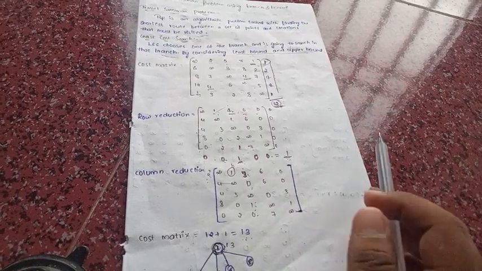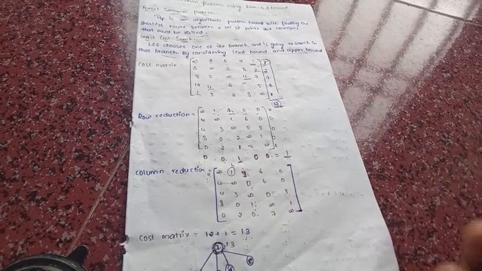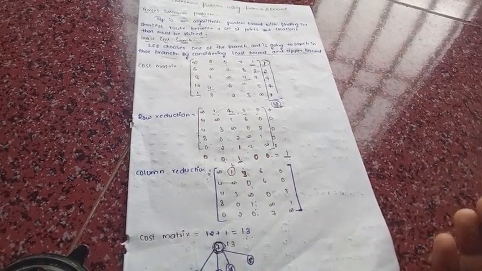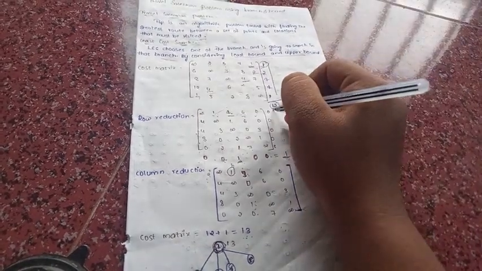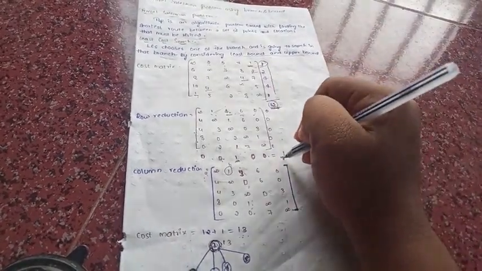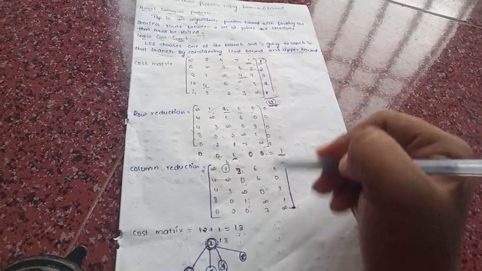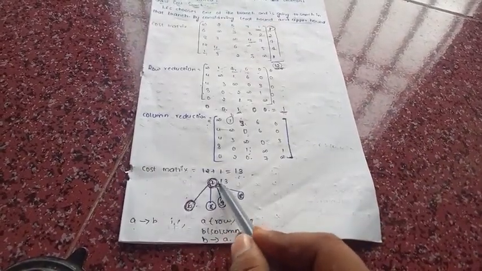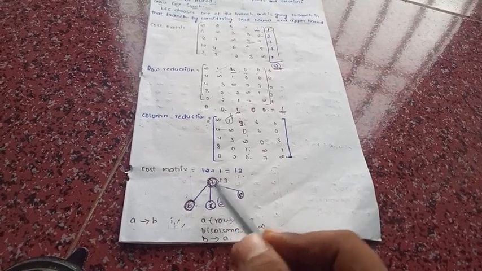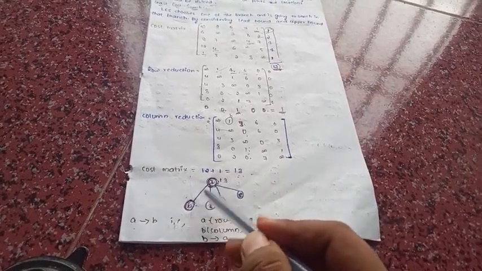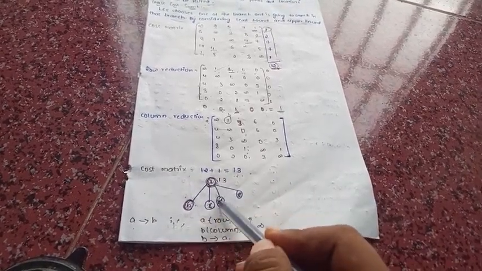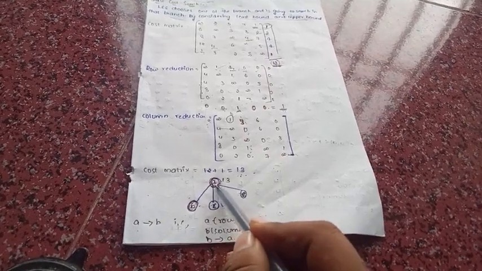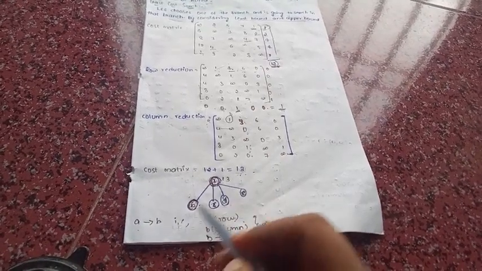After doing the row reduction and column reduction, we should find the cost. How can we find the cost? Here we add the row reduction plus column reduction: 12 plus 1 equals 13. Here I am considering the root node as A. From A we can move either A to B, A to C, A to D or A to E. The cost of A is 13.